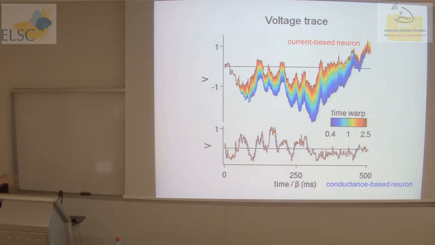After training we can look at the voltage traces, and this is for a trained pattern. You see very strongly the difference. This is the current-based neuron, which simply doesn't cope with the time warping that was used here, in color code, to generate the different voltage traces. This was time warp from 0.4-fold compression to 2.5-fold dilation.